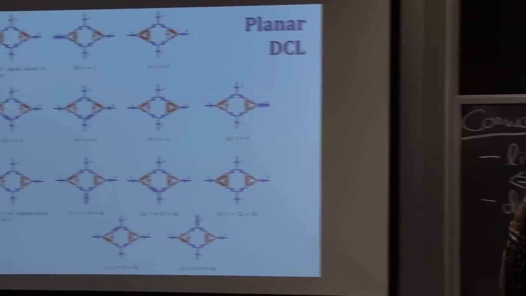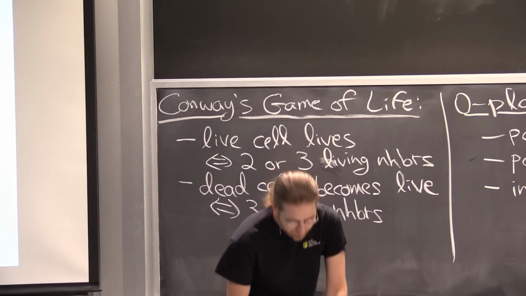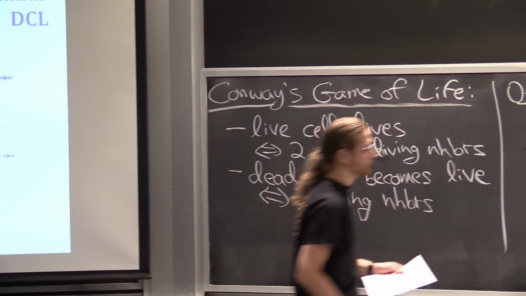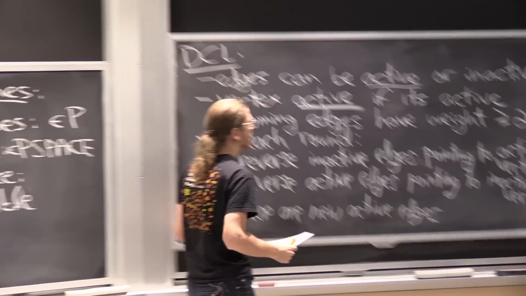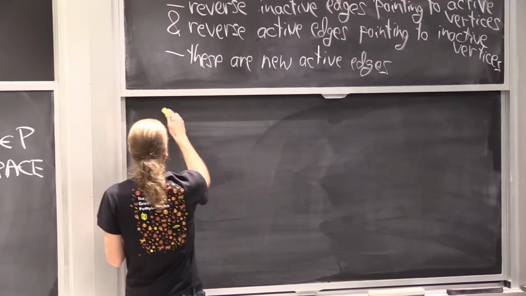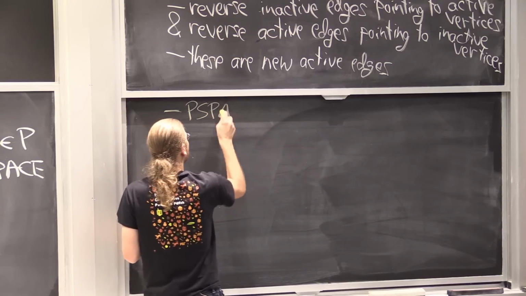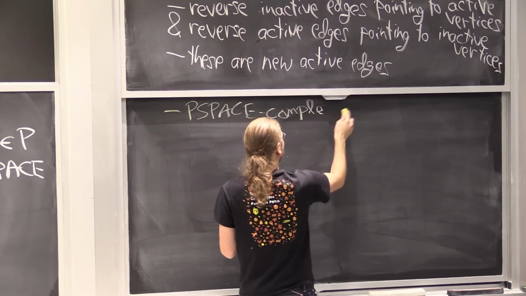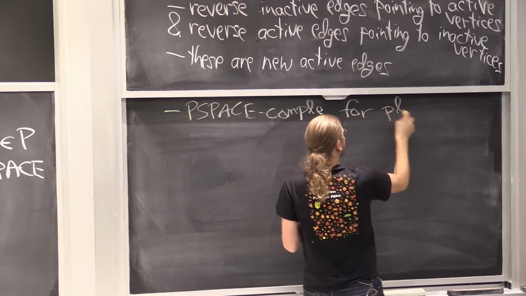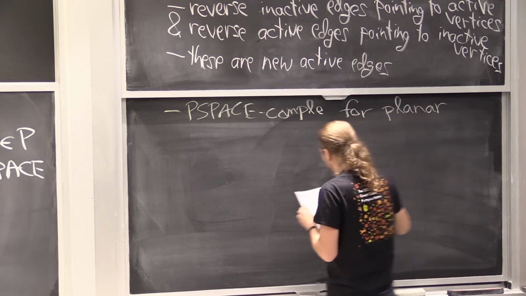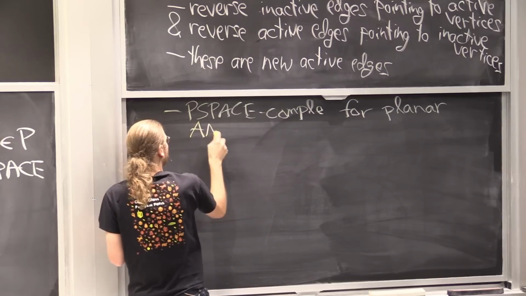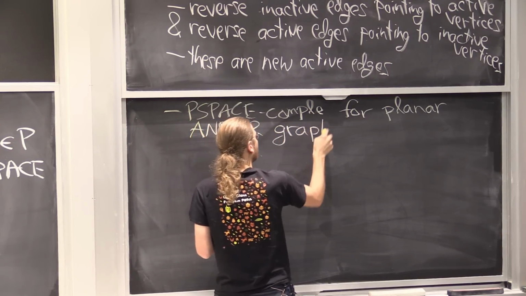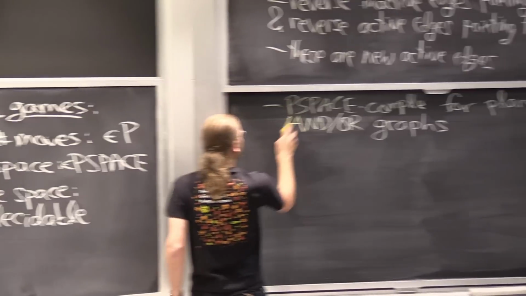So the conclusion is deterministic constraint logic is PSPACE-complete for planar AND/OR graphs. I think I actually want to also say split.